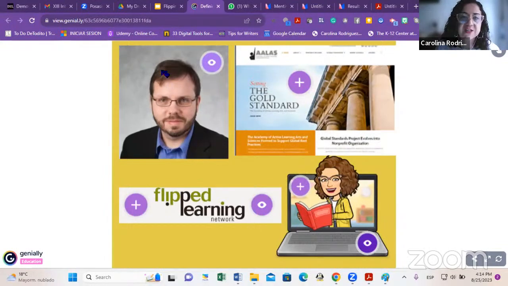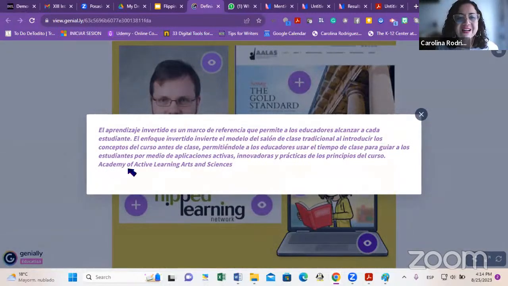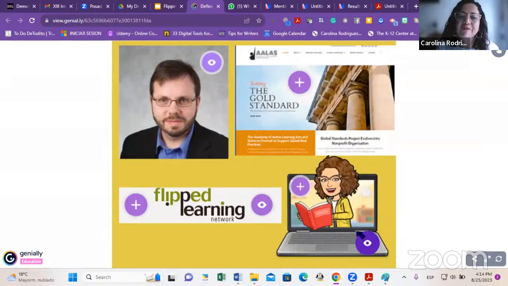Then we have another definition by Professor Robert Talbert in 2017. Then we have the gold standard definition by the Academy, I always forget, Academy of Active Learning Arts and Sciences, right? And then we have my definition. During the pandemic time, I decided to jump ahead and have my own definition of this.